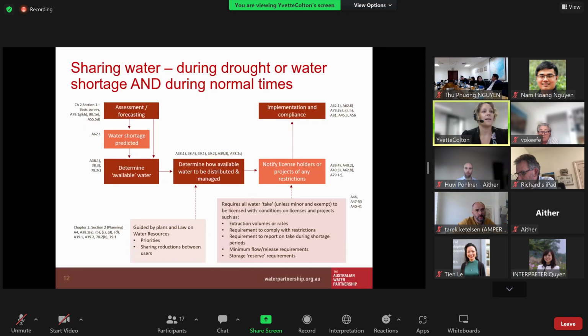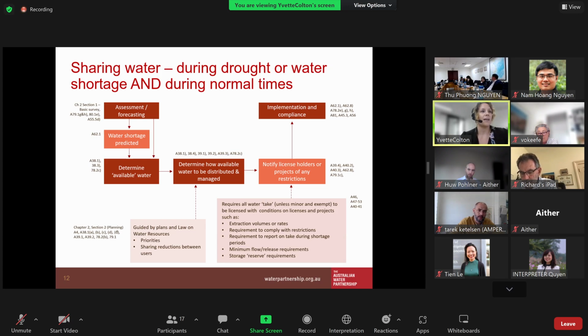There's then a notification to licence holders, ideally of that projection of the restriction, so that they can make plans and manage their expectations, and also the application of that decision to the licence holders. And that could apply through limiting the extraction volume or rate that they're able to take from their licence, imposing the requirement for them to comply with restrictions and to report on their take during a shortage period, and also those bulk conditions or requirements for minimum flows or releases or storage reserves to be provided.